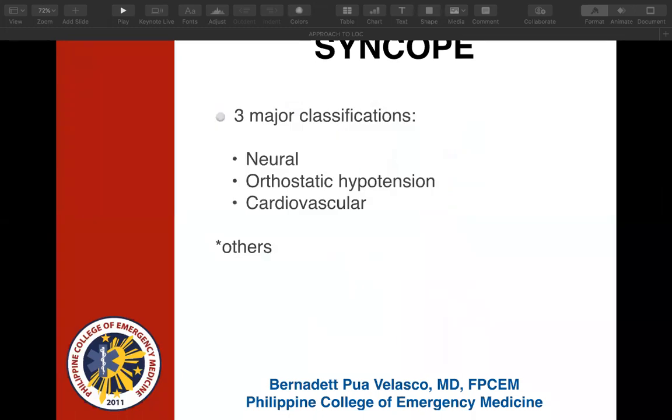As mentioned, there are three major classifications of syncope. First is neurally or reflex mediated. Second is orthostatic hypotension mediated. Lastly is cardiovascular mediated. Those that do not fall in the major syncope classification presumably operate by a different mechanism, for example seizure, hypoglycemia, certain toxins and metabolic derangement, hyperventilation, primary neurologic condition, and even psychiatric disorder. So they fall in the others.